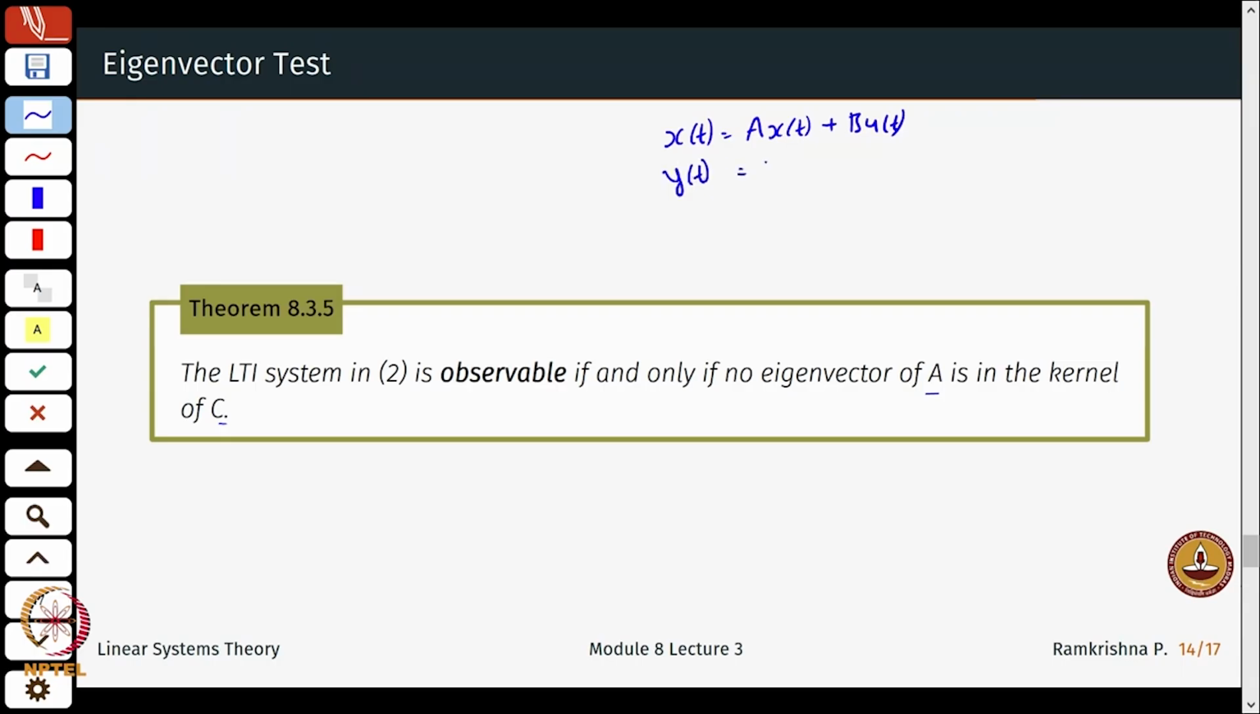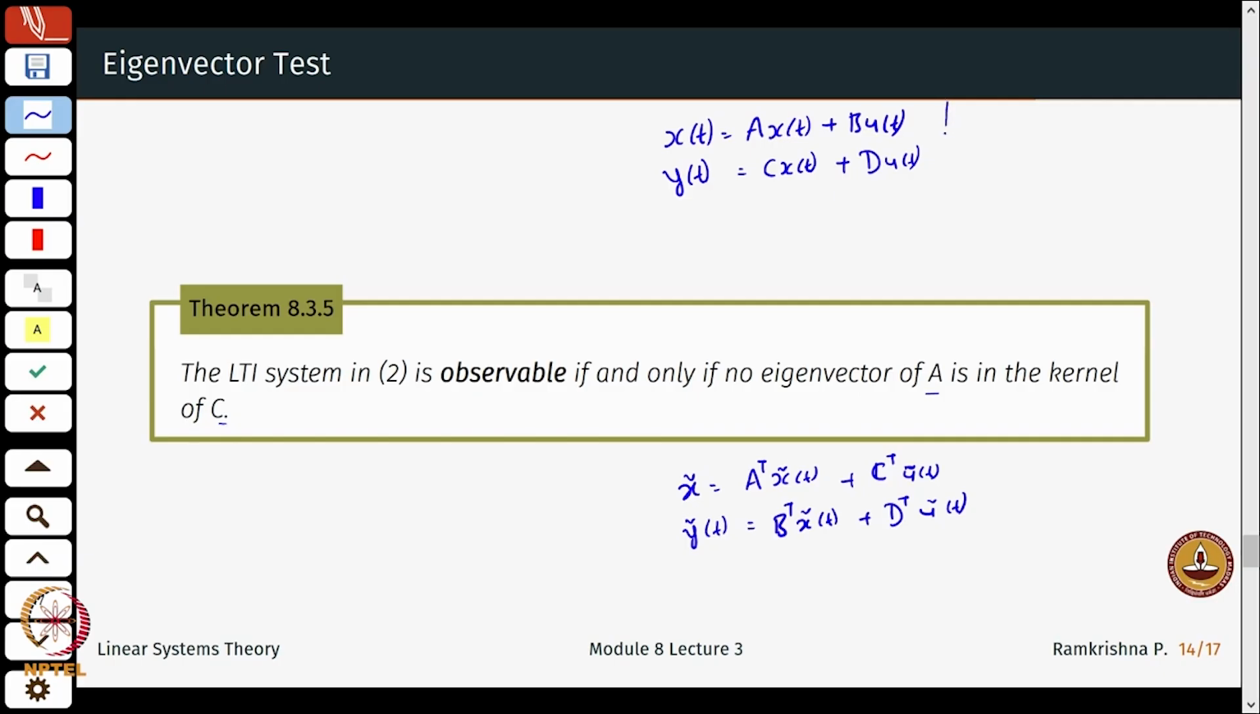Y of t is C x t plus D u t, and then we have the dual system: x dot is A transpose x t plus C transpose u t, and the new output y will be B transpose x t plus D transpose u t. Okay, so this system is okay.